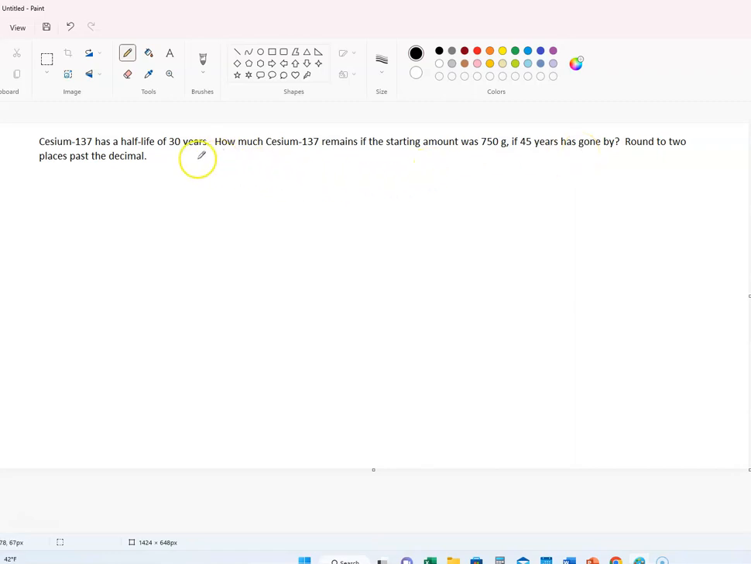Remember the last problem, we had 90 years go by, and of course 30 goes into 90 three times. This time 30 doesn't go exactly into 45, but that's okay. We can still solve this problem. It's the same. N is what we're looking for, equal to N sub 0 times 1/2 raised to the t over T 1/2, which is how we write the half-life.